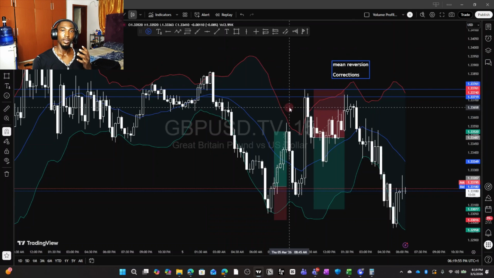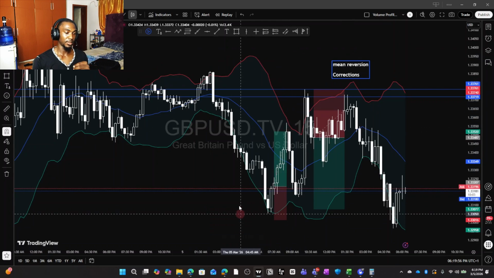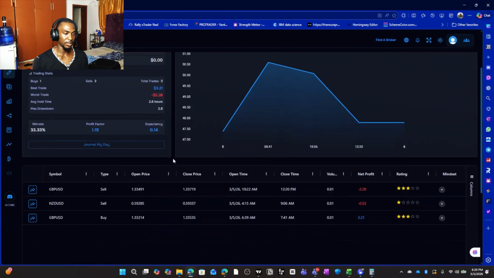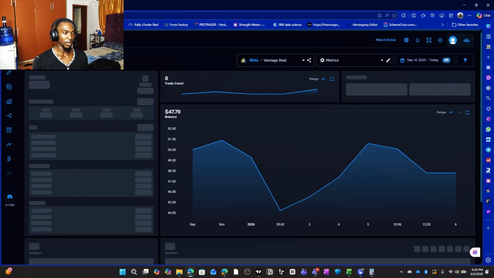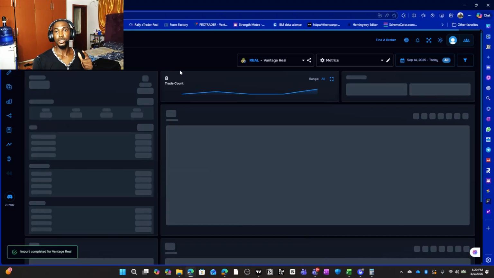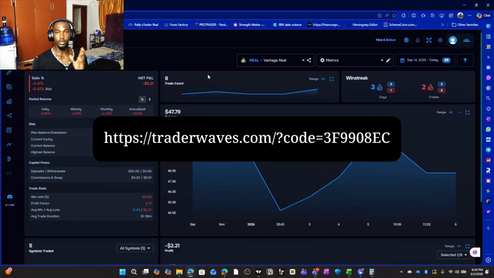Speaking of the journal I was talking about, it's an online journal that as soon as the trade closes, it automatically registers. And this is the trading journal. It's called Trader Waves. You would see the link in my description below. I'll also share my referral link somewhere on the screen.